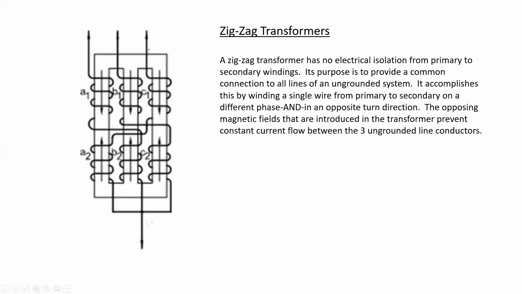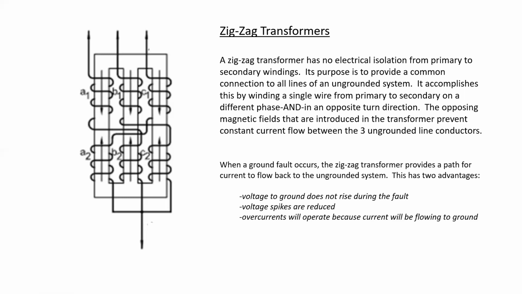This is by no means something you have to memorize. Instead, you must know what a zigzag transformer is used for. When a ground fault occurs, the zigzag transformer provides a path for current to flow back to the ungrounded system. This has three advantages. Voltage to ground does not rise during the fault. The voltage spikes are reduced, and overcurrents will operate because current will be flowing to ground.